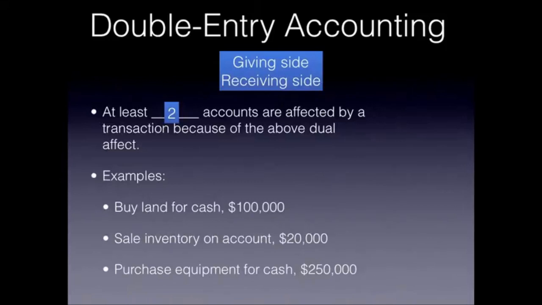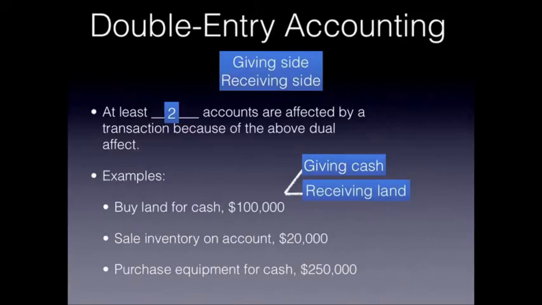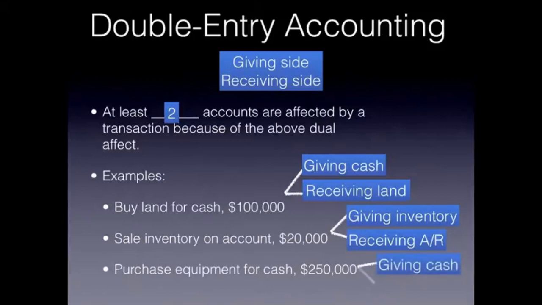So if we buy land for cash, we're actually giving cash and we're receiving land. If we sell inventory on account, and of course that means that they're going to pay us for this sale later, then we are giving inventory and we're receiving an account receivable. If we purchase equipment for cash, we are giving cash and receiving equipment.